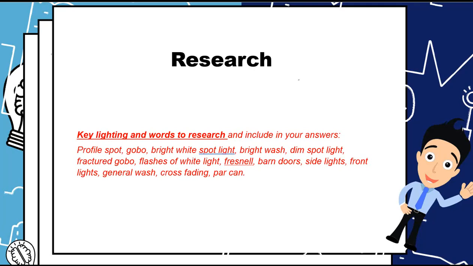need that key vocabulary. So profile spot, a gobo, bright white spotlight, bright wash, dim spotlight, fractured gobo, flashes of white light, Fresnel, barn doors, side lights, front lights, general wash, crossfade and par cans. They're all key words, key vocabulary that link to lights. So have a collection of key vocabulary that you can use in your designer questions.